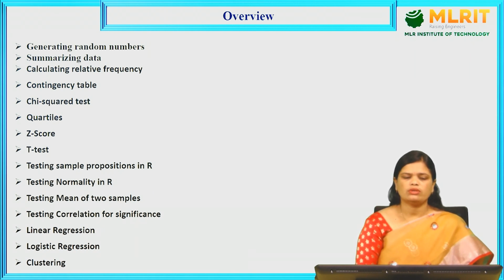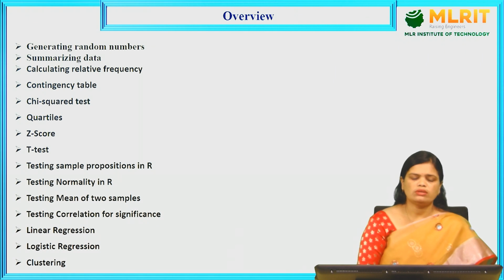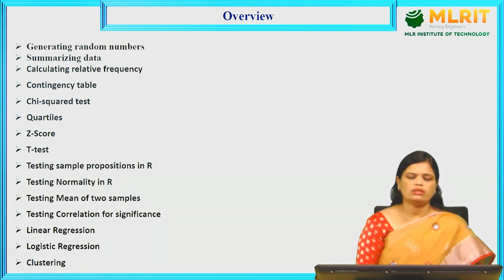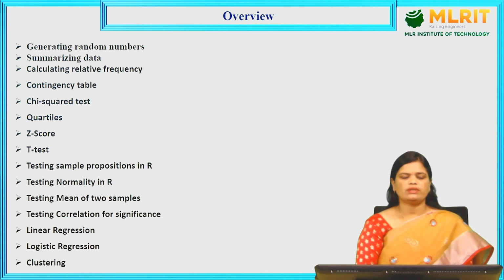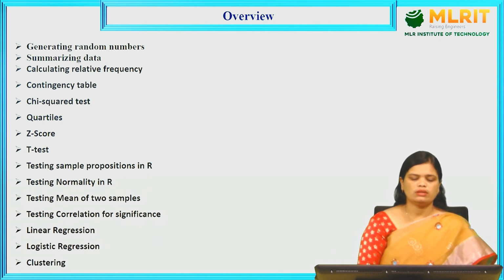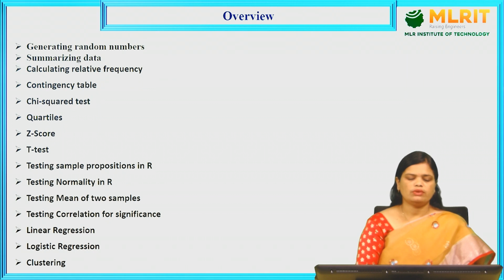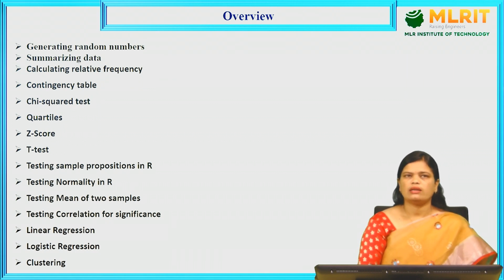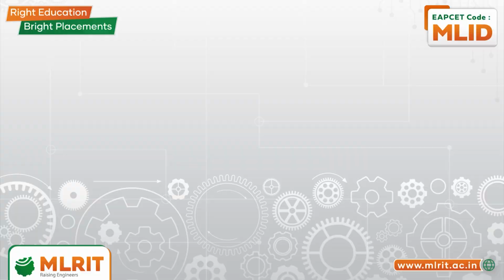We are going to discuss today: generating random numbers, summarizing the data, calculating relative frequencies, contingency tables, chi-square test, quartile values, Z-score, t-test, testing sample proportions in R, testing normality in R, testing the mean of two samples, testing correlation for significance, linear regression, logistic regression, and clustering.